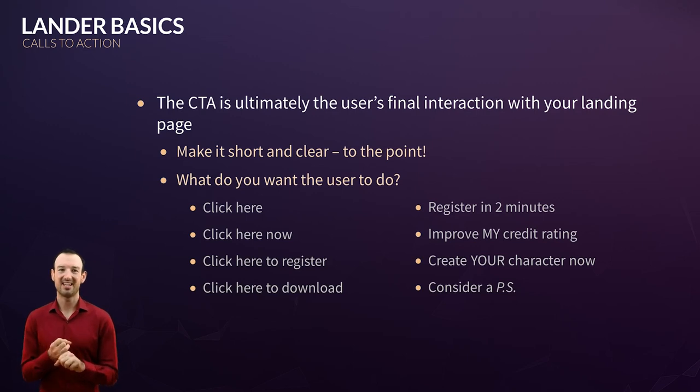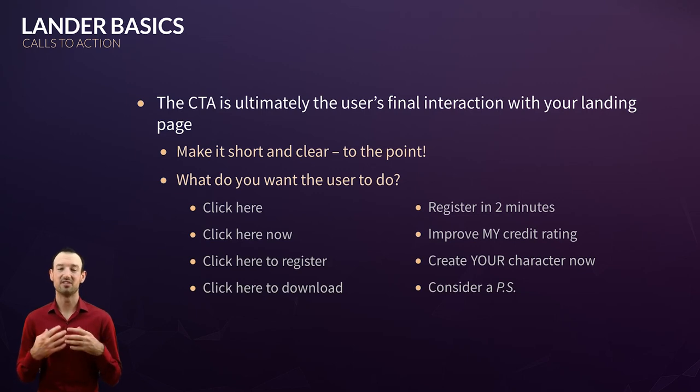So stuff like "click here now", they tell the user to do something, right? Click here to register, click here to download. That's telling people what that actual clicking action is going to achieve. "Register in 2 minutes." That's telling people what's going to happen when they actually click the button. They're going to register, and it's giving them some sort of incentive in the sense that it's going to be very quick and easy for them to do.